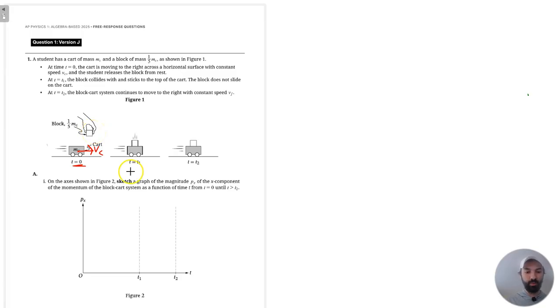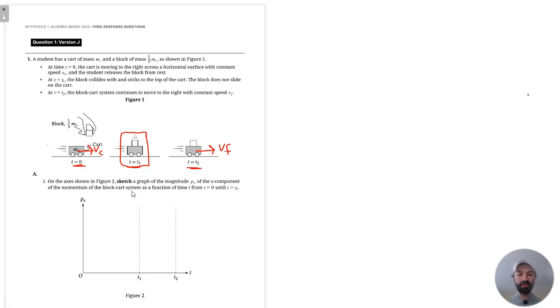At t equals t1, the block collides. When it collides, it sticks on top. We now have something that acts as one big mass instead of two smaller masses. At time equals t2, the block cart system continues to the right with a velocity vf. So they gave us an initial condition and a final condition. All right, so let's read what the question is.